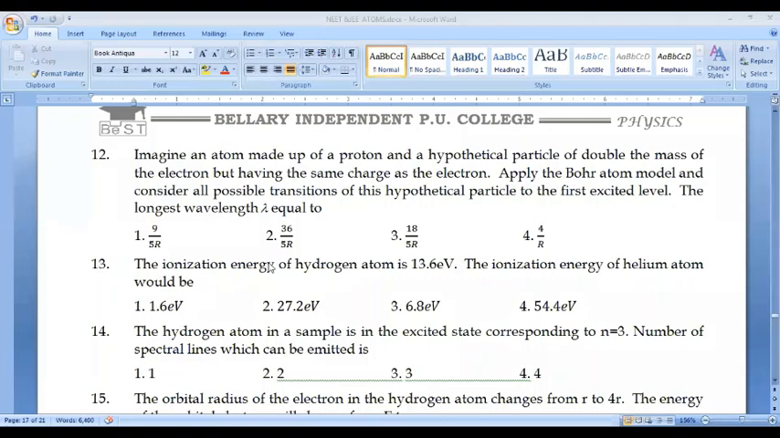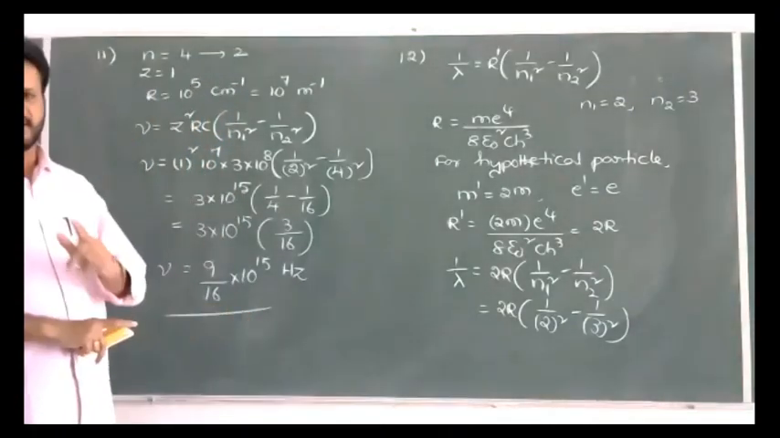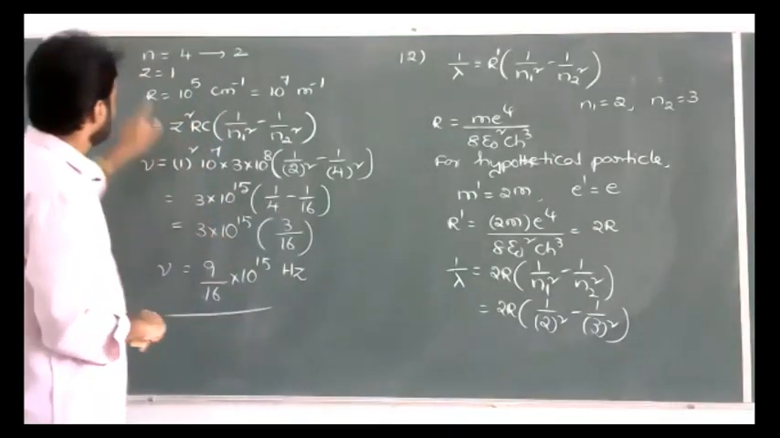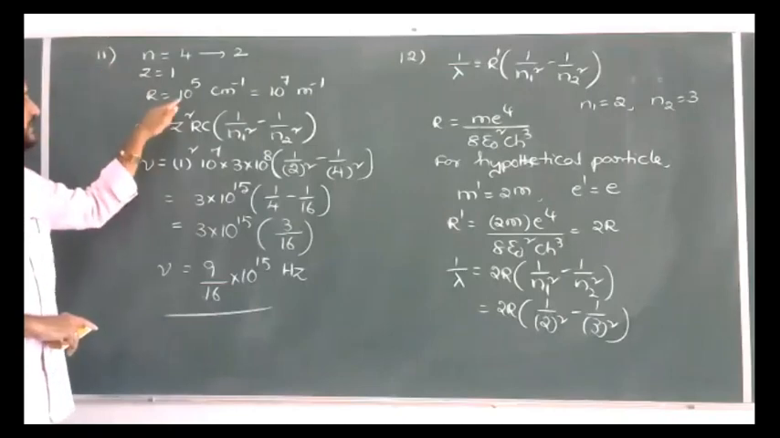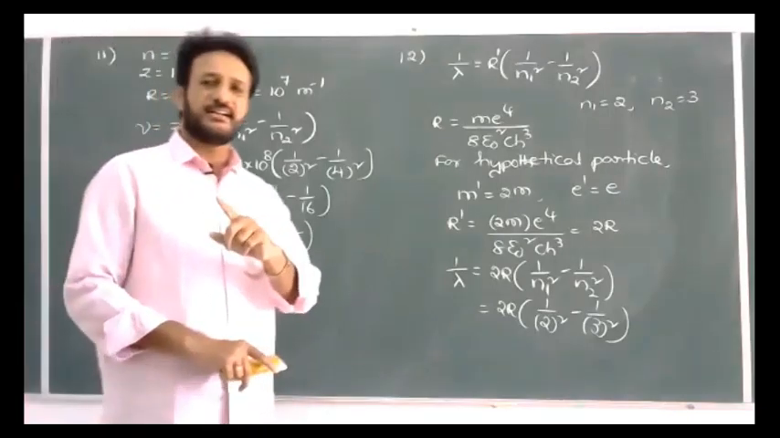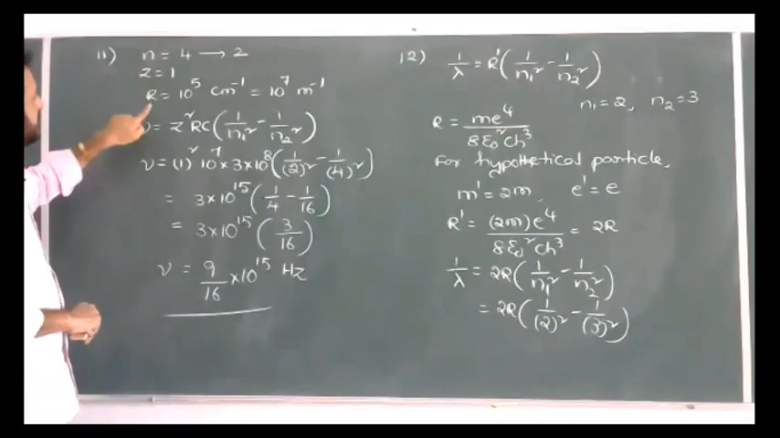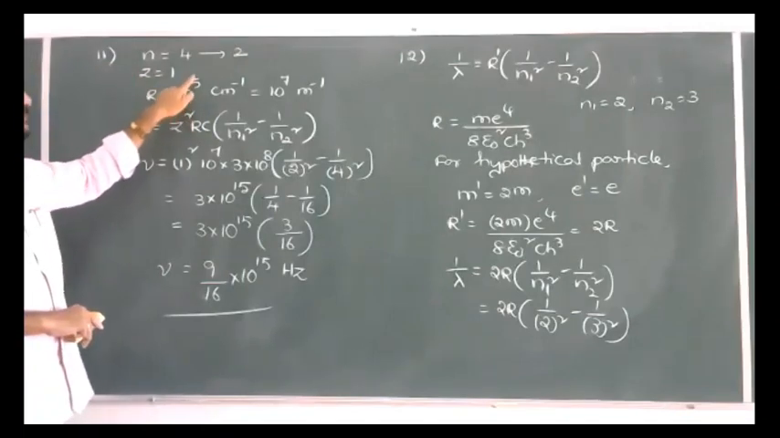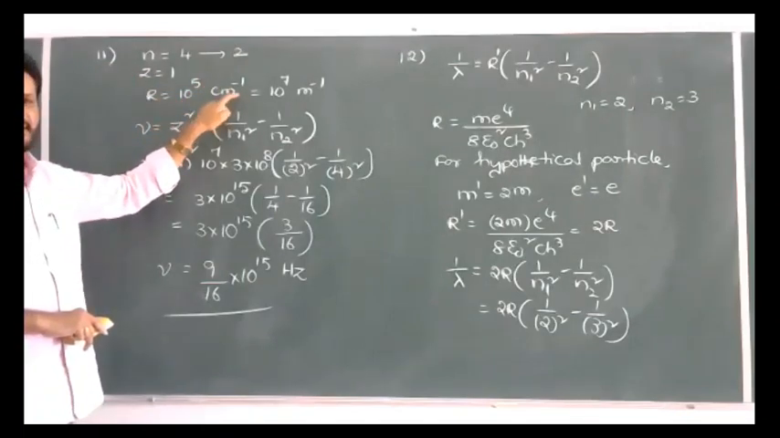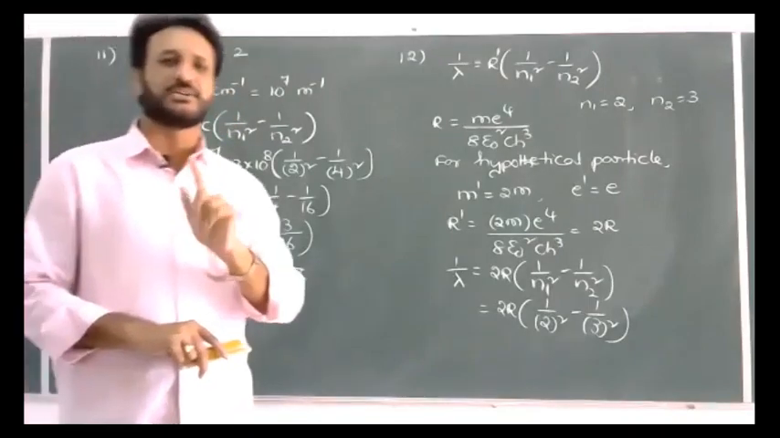Okay, so just go for this one video. One student raised a doubt about the 11th question, in which the Rydberg constant is given as 10 power 5, and how we get 10 power 15. I already discussed and explained it. In the question they gave the Rydberg constant R equal to 10 to the power of 5 per centimeter, but in the last options they gave the SI unit, hertz.